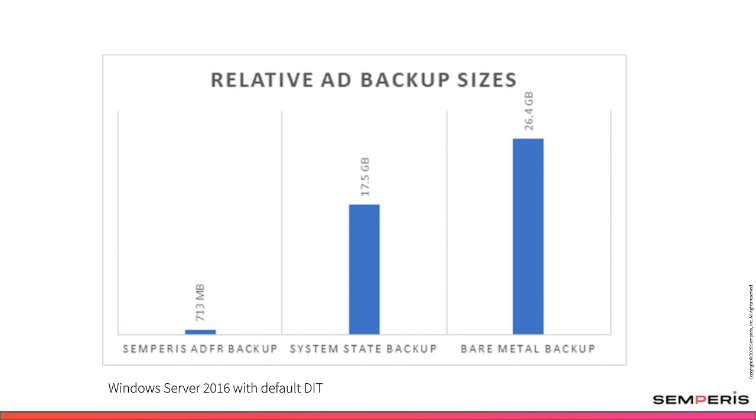And this was just taking a Windows Server 2016, kind of bare bones Active Directory, not much in it. Obviously, the ratio of these different numbers will change as AD gets larger. But the point here is that with all of the things being equal, both System State and bare metal are substantially larger, kind of out of the box, than the approach that we take for our ADFR products.